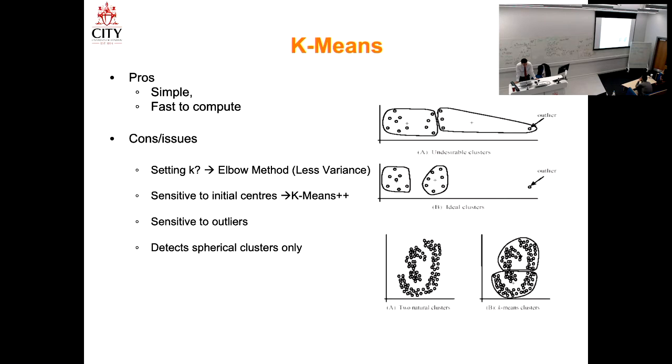The other problem is how do I choose those initial centers, those initial cores? The algorithm that is used is k-means++. We will see how it works very briefly. We are not going into too much detail. And it is sensitive to outliers, and it detects spherical clusters only. So if you have an image like this, k-means is going to give you clusters like that, which is visually you would say this is probably one cluster and this is another cluster, but k-means is going to give you that.